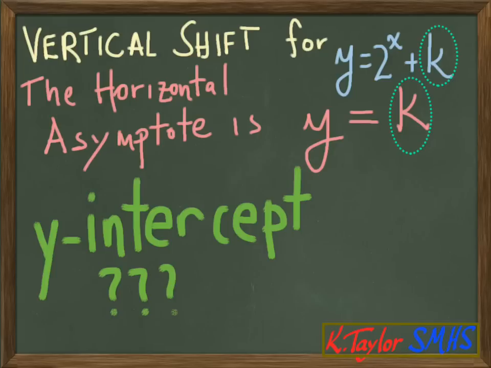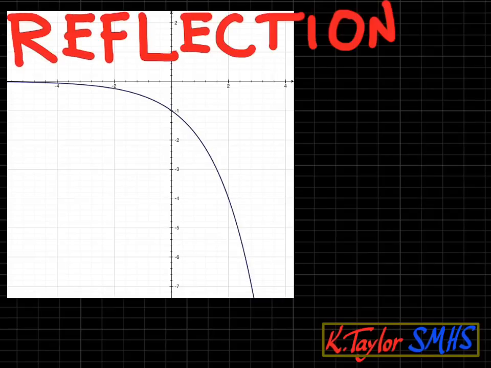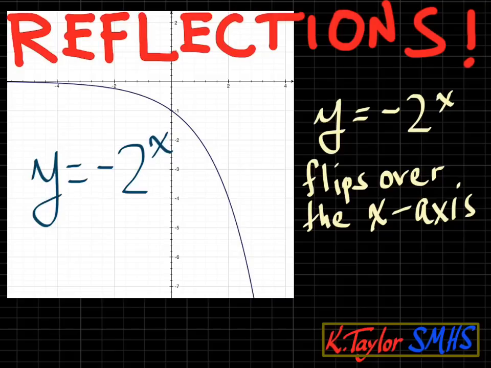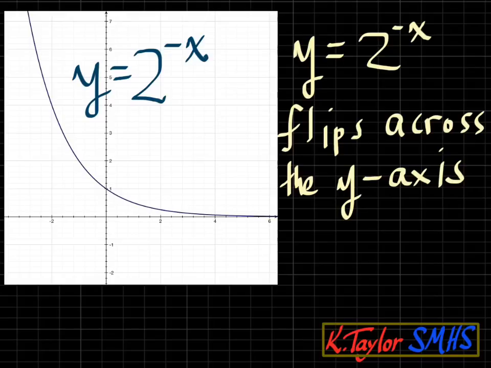We talked about a vertical shift here, and now what we're going to talk about is a reflection of 2 to the x. So you can see there that that graph has been reflected across the x-axis. 2 to the x has been reflected over the x-axis, and that equation is just y equals negative 2 to the x. Okay, so that's just a flip across the x-axis. If we talked about another kind of reflection, y equals 2 to the negative x, that is actually a flip or a reflection across the y-axis.